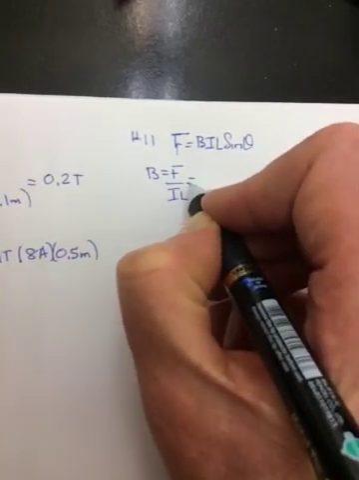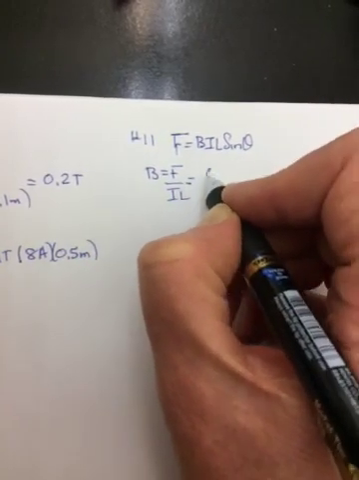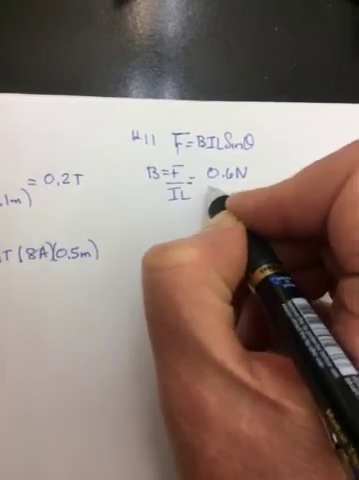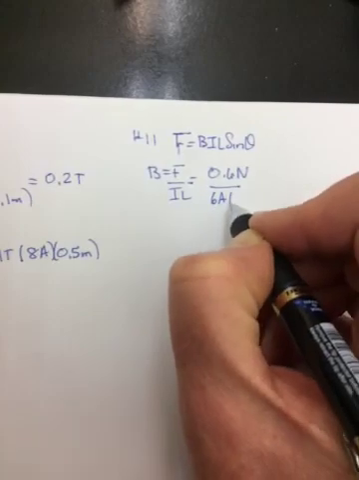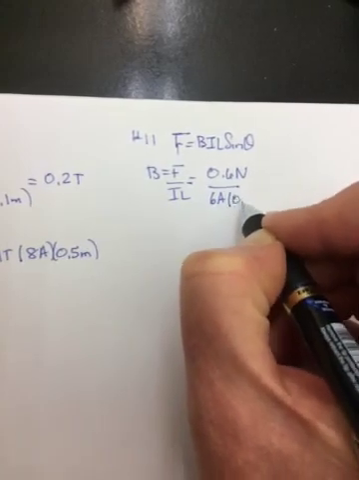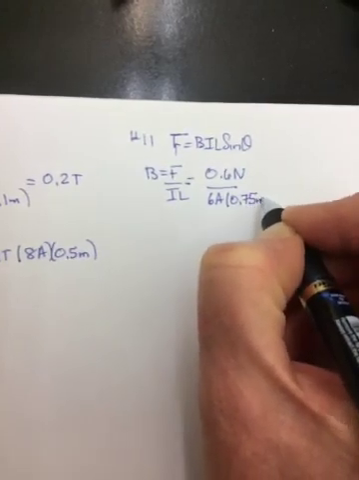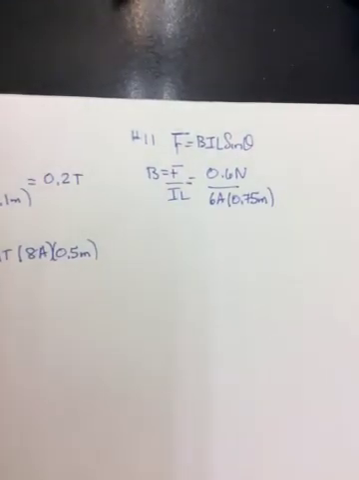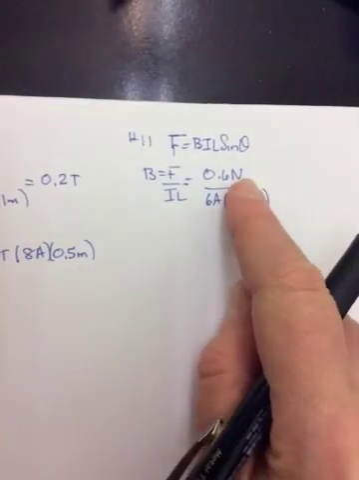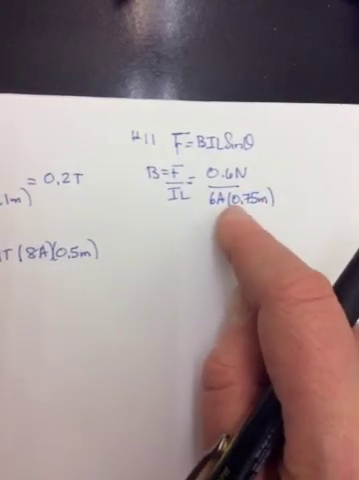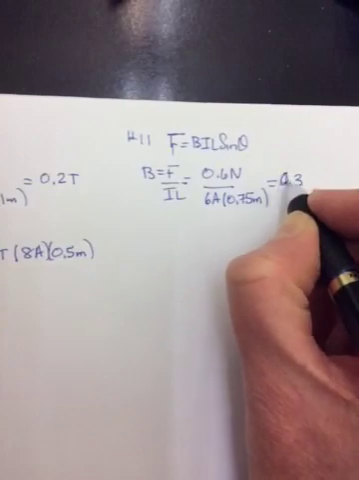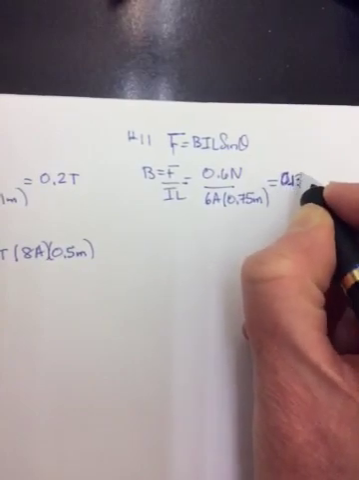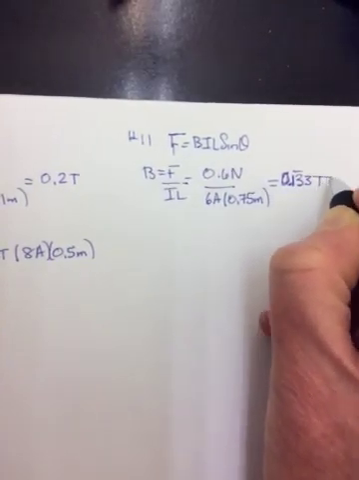It tells us the F is 0.6 newtons. It tells us the I is 6 amps. And it tells us the L is 75 centimeters or 0.75 meters. So you get 1/10, that's 3/4, 4/3. Move the decimal, 0.13 repeating. Whoops, I said 0.13 repeating. My hand just didn't hear me.